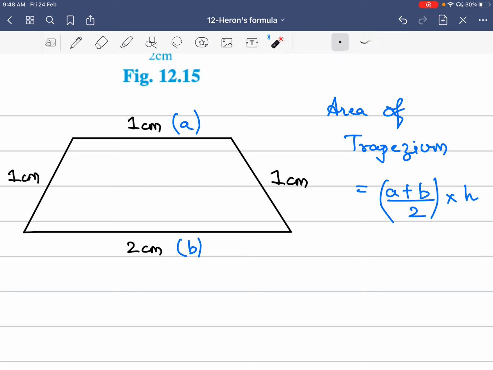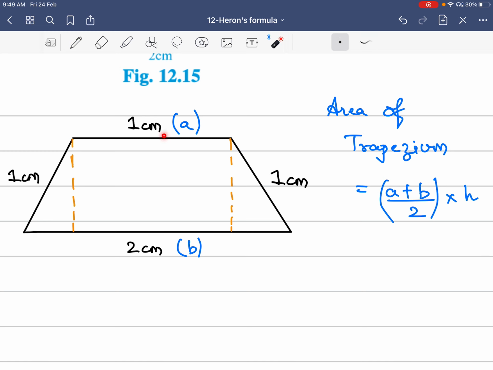We know that the characteristic feature of a trapezium, a quadrilateral, is that two opposite sides are parallel to each other. So let's call them a and b. In the area we need these values of a and b, which are the parallel sides of a trapezium, and we need the value of h, which is the height of a trapezium. So this is going to be the height of a trapezium. This is also going to be the height. Let me draw this. This is also going to be a height of a trapezium.